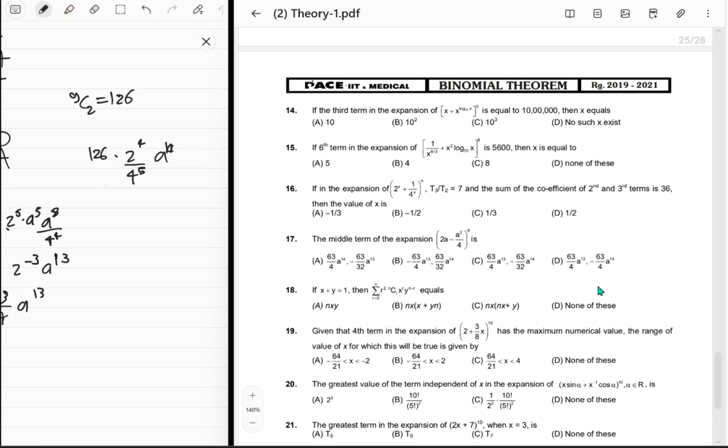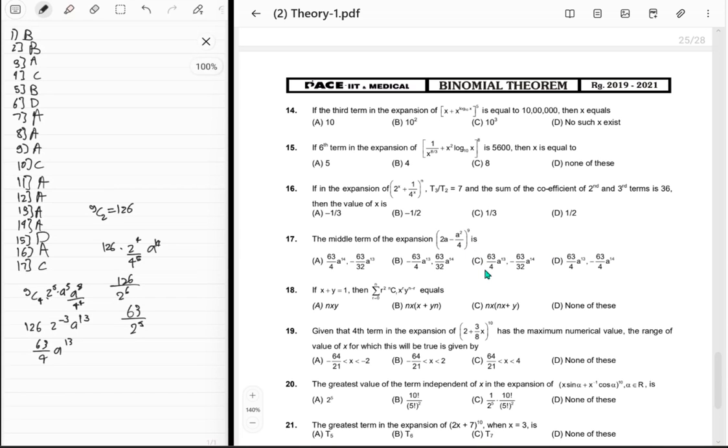And this is like 126 upon 2 power, it's like 10 minus 4, I think, so 6. This will be 63 upon 2 power 5, which is 63 upon 32. So there we go. C is the correct answer, I think. So 17C. Let's go to now 18.